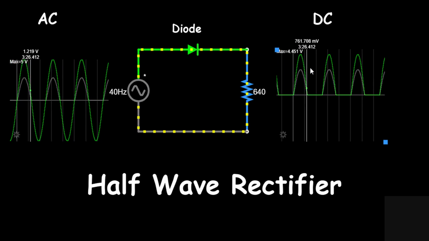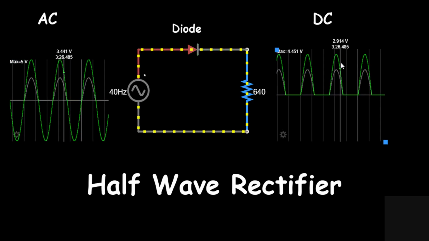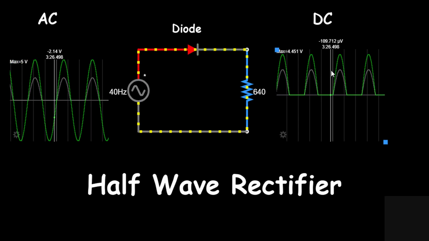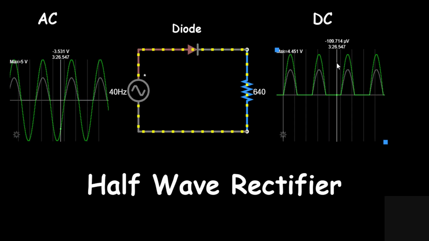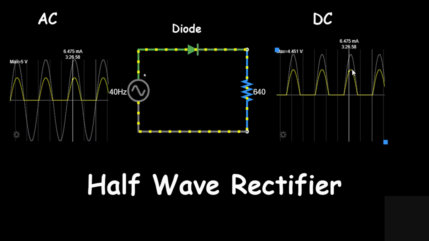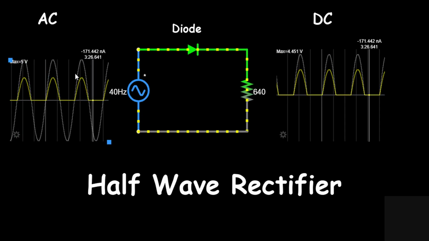As current flows through the diode, it also flows through the resistor, creating a voltage drop across it. The output voltage across the resistor mirrors the positive half of the input AC voltage. In this phase, the circuit effectively passes the positive portion of the AC waveform to the output.